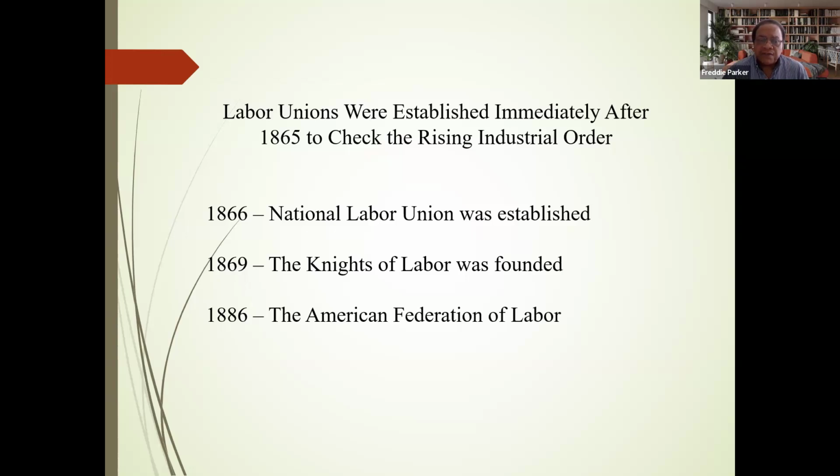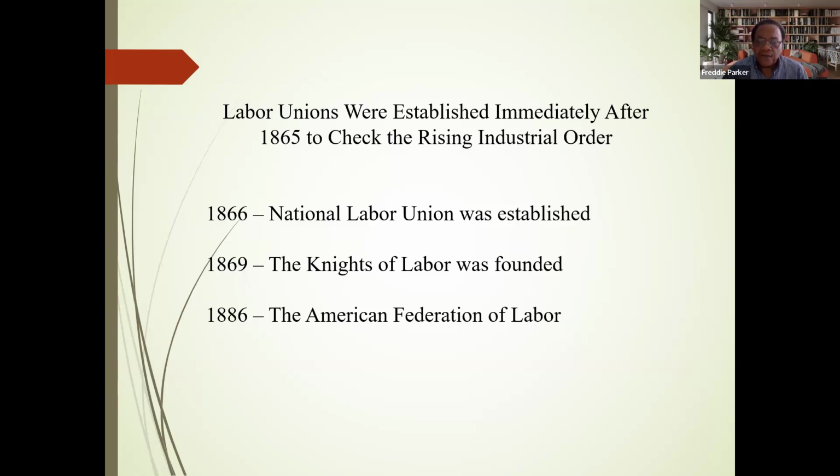And the first of these was founded in 1866. The National Labor Union was founded. Many of you probably are familiar with the Knights of Labor that was founded in 1869. It was one of those organizations that believed in using the strike as a way to get management to the table to deal with the problems that workers faced on a daily basis.